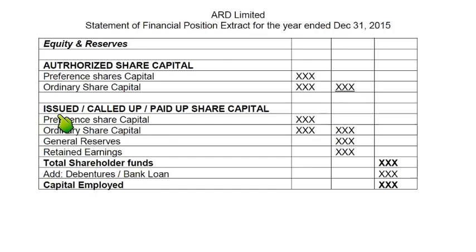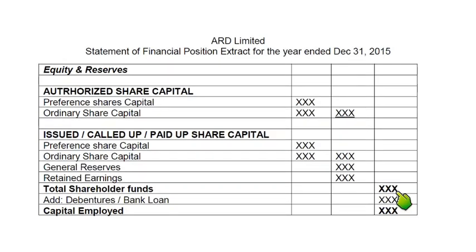Then we will be writing preference share capital, whether it is issued, called up or paid up, first, and then ordinary share capital. Then after capital we will be writing reserves. There are general reserve and retained earnings as revenue reserves, and there can be some capital reserves in case of A levels, that is share premium or maybe revaluation surplus. Now if we add all of these, after adding all of these, we will get total shareholder funds.